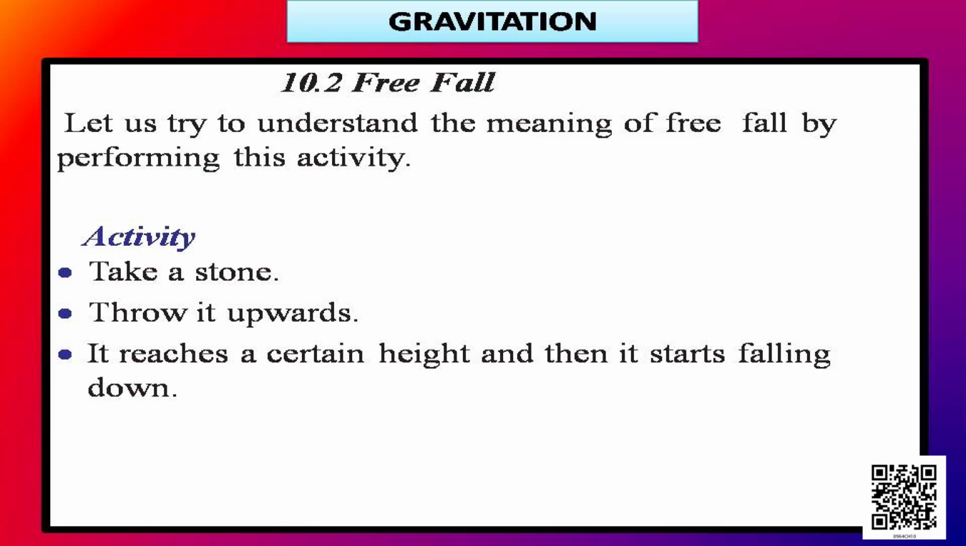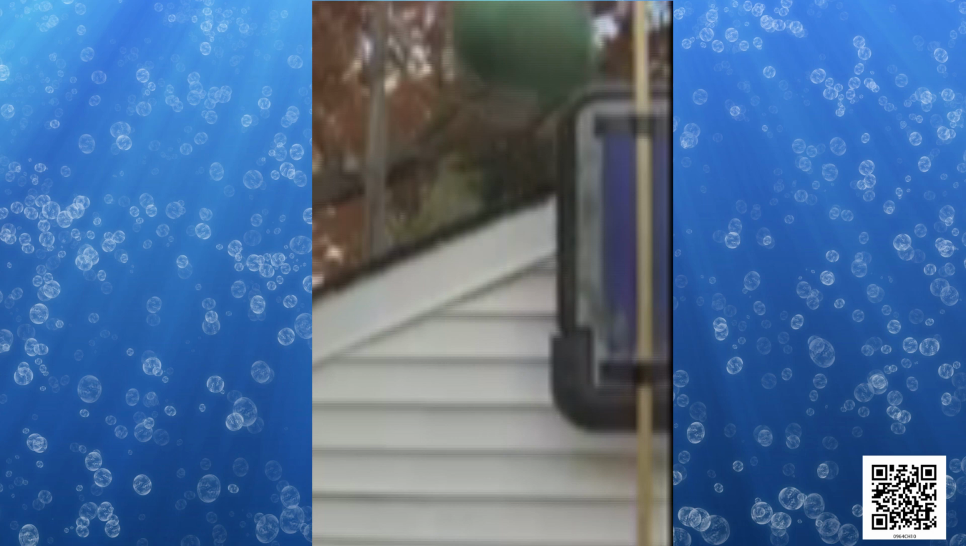Now, let us discuss free fall. Okay. Students, you can understand the meaning of free fall by performing the activity that is given in your book. What you can do? You can take a stone, throw it upwards, it reaches a certain height and then it starts falling down. That means it falls freely. It reaches up to a certain height. After that, without any delay, it tries to come down to the earth's surface freely. So, this is called a free fall.